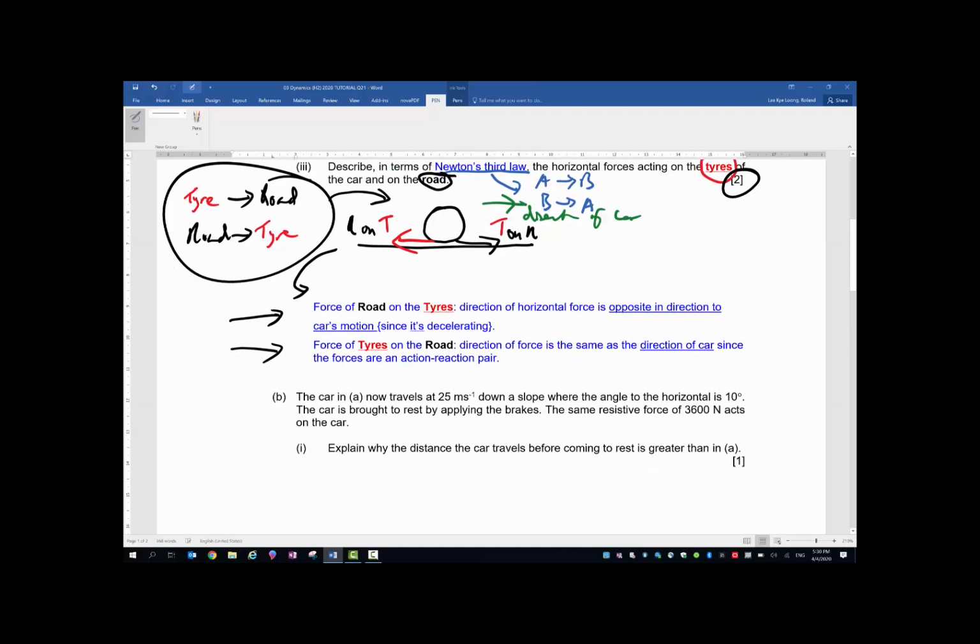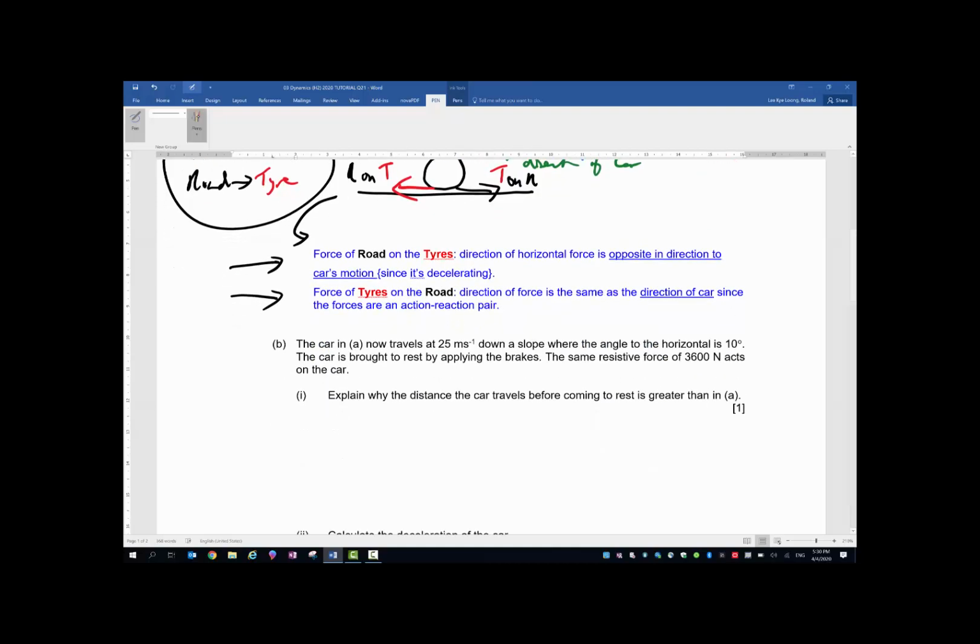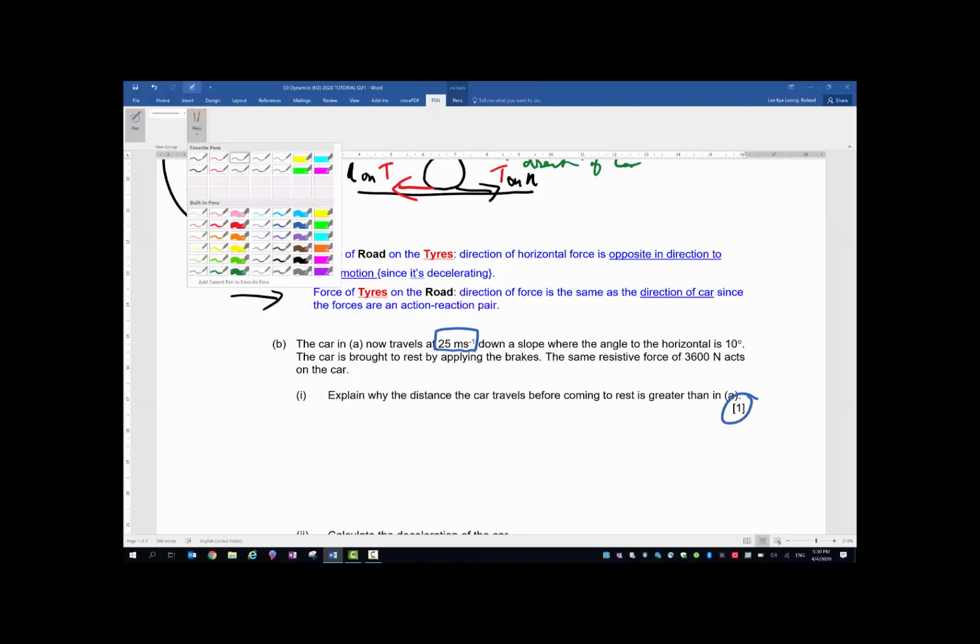Now the next one, what do we have here? So just now the car travels on a horizontal road, 25 meters per second, same as just now. But just now was horizontal, but now it is not horizontal. Now it is 10 degrees to the horizontal. The resistive force is still 3,600. Why is the distance the car travels before coming to rest greater than that of A? Okay, there's only 1 mark. So 1 mark, you just need to put 1 point.